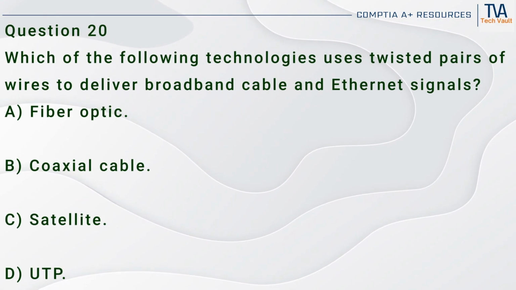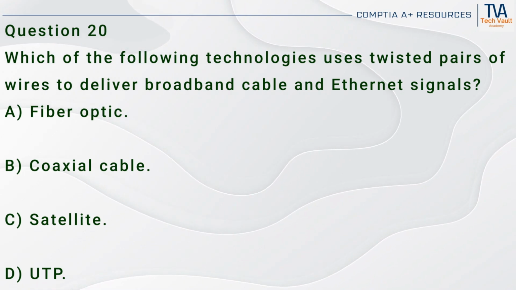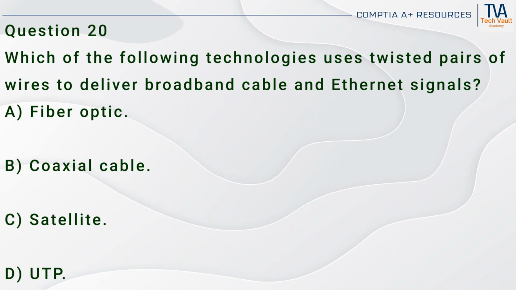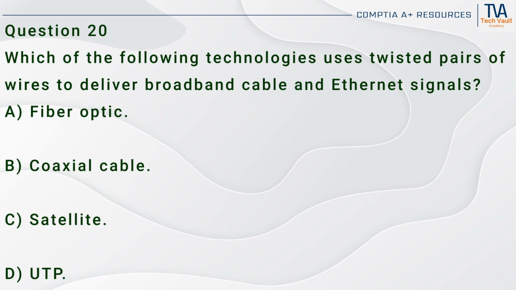Question 20. Which of the following technologies uses twisted pairs of wires to deliver broadband cable and Ethernet signals? A. Fiber optic. B. Coaxial cable. C. Satellite. D. UTP.